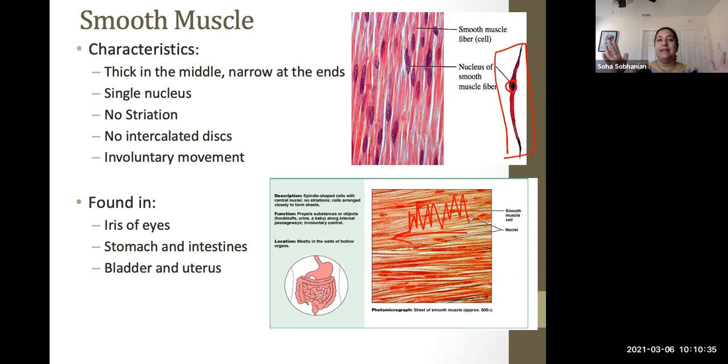There is no intercalated disc because we already established that intercalated discs are only in cardiac muscle. And again, can I control these muscles? Think about this. Can I control when my iris closes and opens? Can I decide when my stomach digests my food, or when my intestines move the food, or when the contraction of my uterus starts? None of these are under my control, right? So the movement is identified as involuntary movement, not under my control.